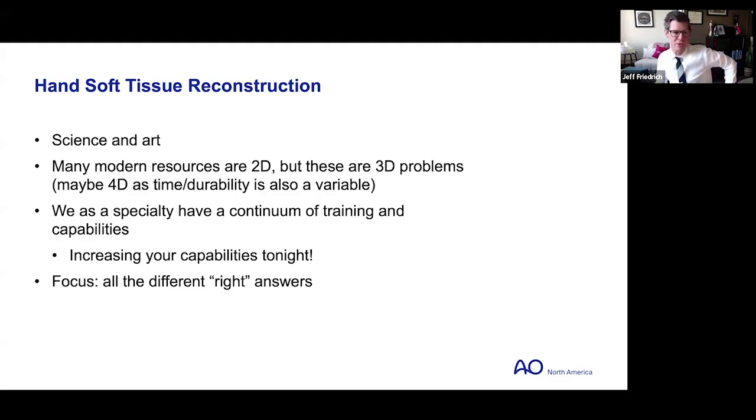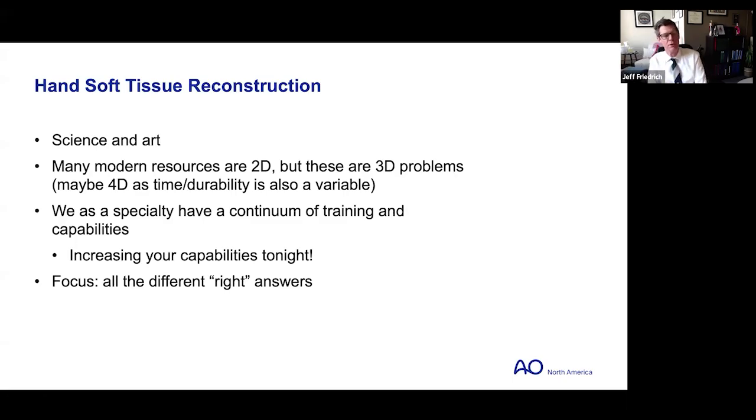Interestingly, most of our modern resources are 2-dimensional, but these are really 3-dimensional problems. They not only have the length and the width that you see on the page of the book or the page of the website, but they're 3-dimensional. They have a depth and they have a functionality and a dynamic aspect to them. And I sort of mused in the parenthetical statement there that they may be 4D because we really have to take into consideration the time, this notion of durability of a reconstruction over the lifespan of the patient.